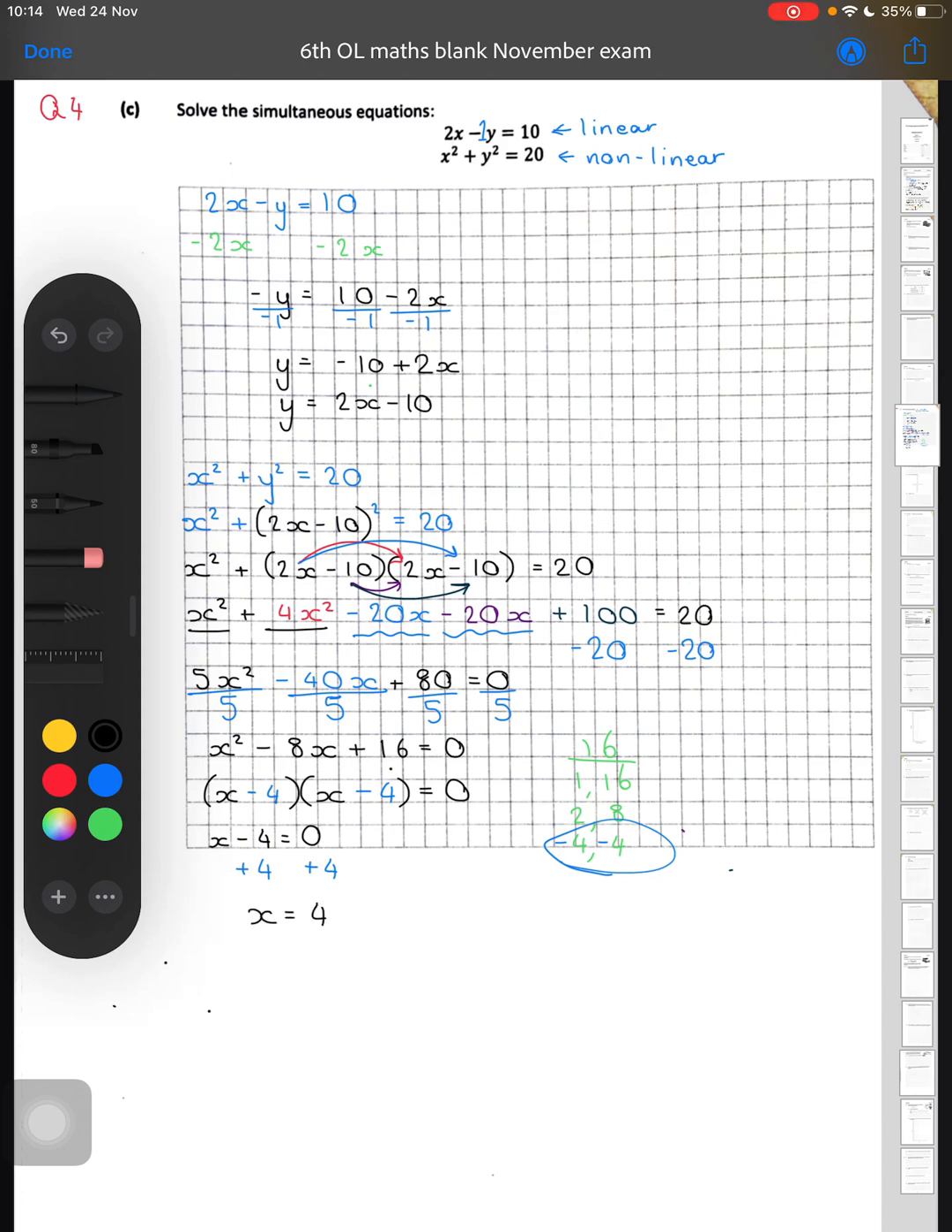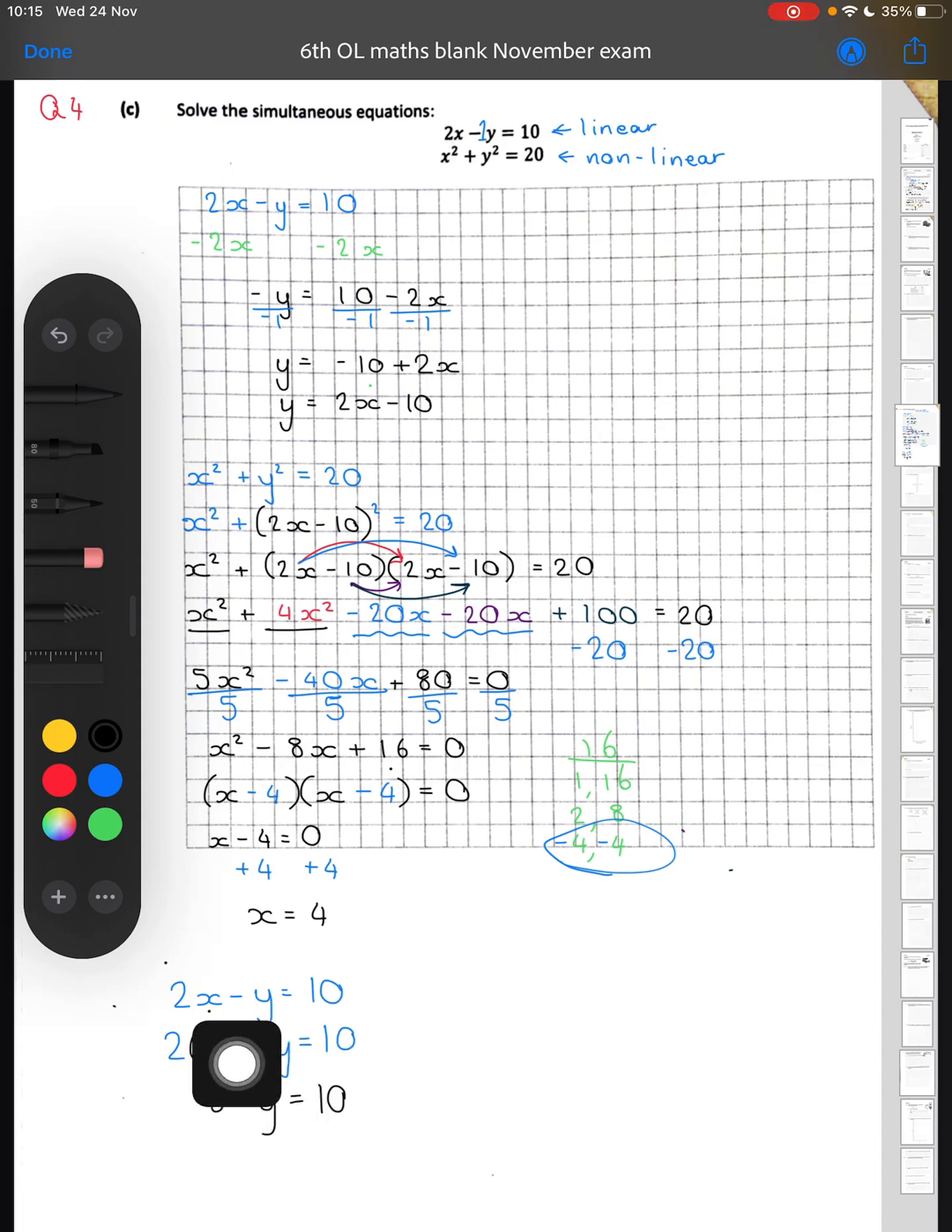Okay, it's not finished yet, because I only have my x value. I need to sub it back into one of my original equations to get my y value. Usually it's easier to use the linear equation. So I have 2x minus y is equal to 10. I'm going to fill in what I know x is. So 2 times 4 minus y is equal to 10. So I have 8 minus y is equal to 10.